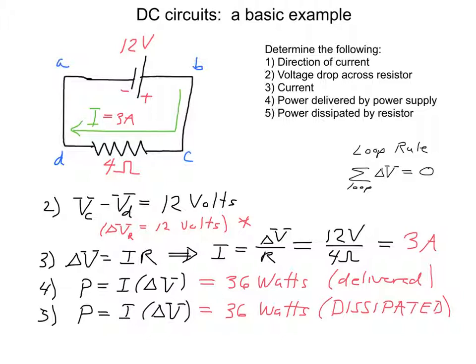So the total power delivered is equal to the total power dissipated in this simple DC circuit, and that's the way it should be.